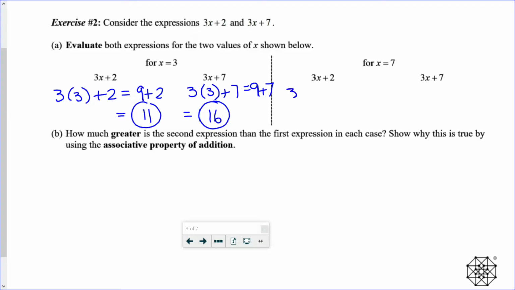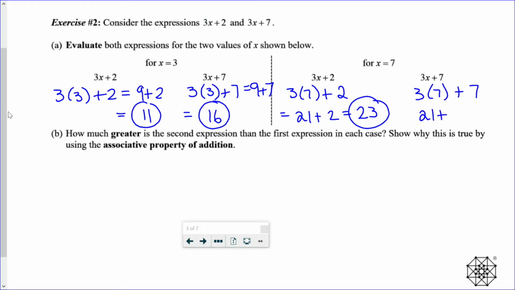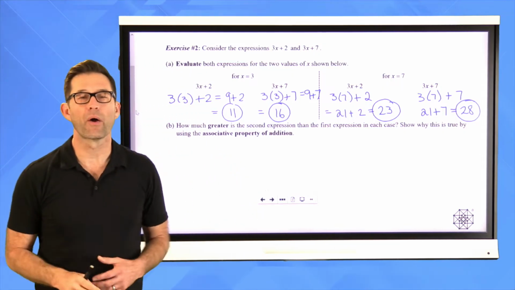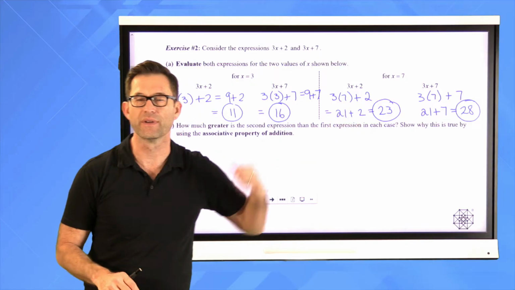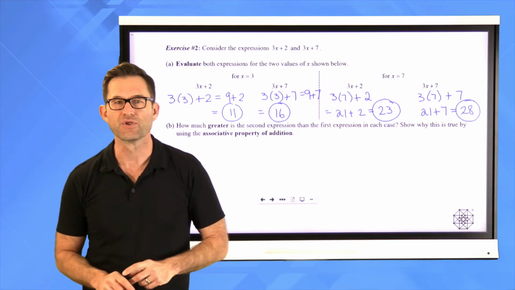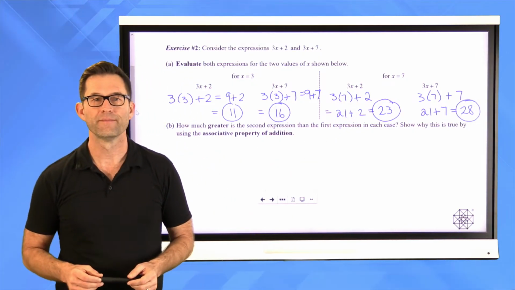For x equals 7, we'll have 3 times 7 plus 2. 21 plus 2, and that's going to be 23. And 3x plus 7 here, it's going to be 3 times 7 plus 7. It's going to be 21 plus 7, and that's going to be 28. All right. Here the relationship really isn't about ratios, right? It's not like 16 is 3 times 11 or 28 is 3 times 23. What is the relationship? Well, let's take a look at letter B.